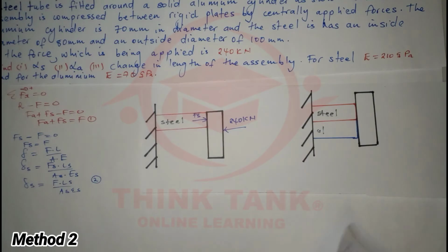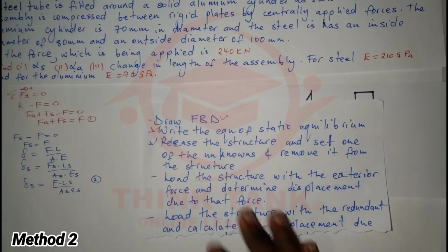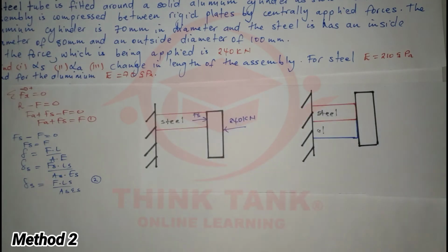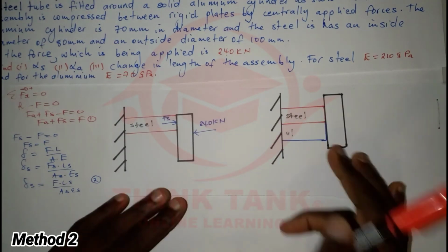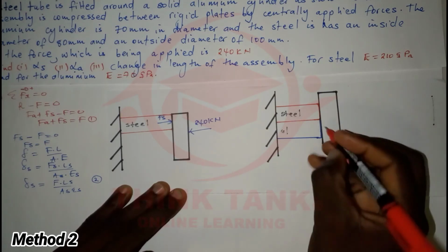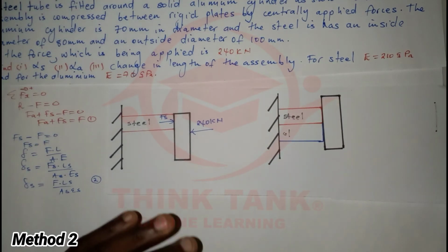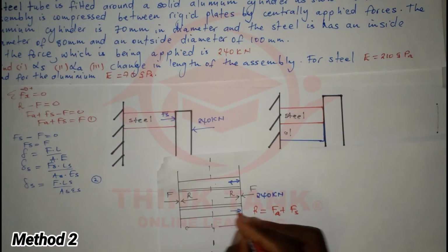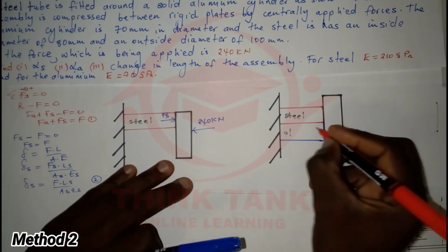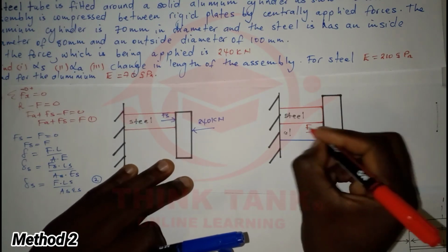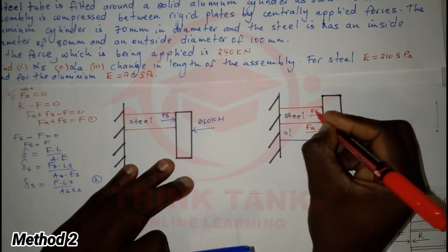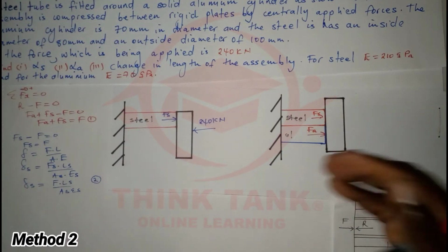Then, what we're going to do next: we have released it and loaded the structure with the exterior force. Now it's time to load the structure with the redundant and calculate the displacement due to that. So I'm going to add back the redundant, and we said the redundant was the aluminium. From our free body diagram, the reaction of the aluminium was going in this direction, opposing the compressive force. So this is Fa for the aluminium, and for the steel it was also going in this direction, Fs. You have to make sure you don't confuse anything here.